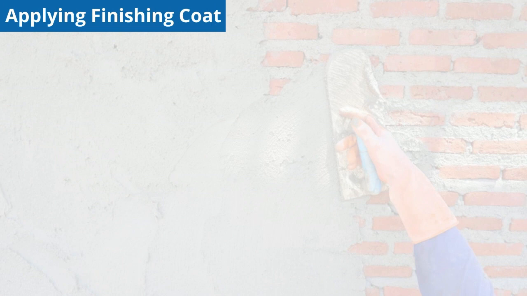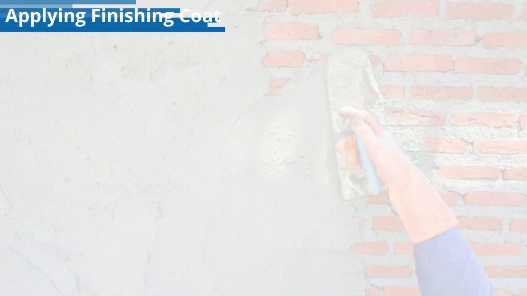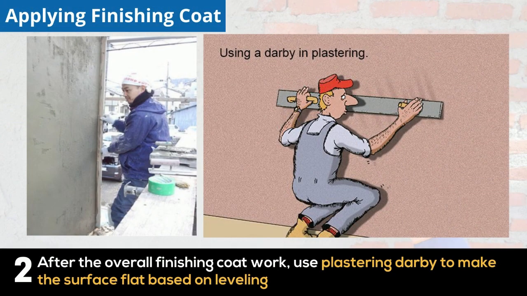Applying finishing coat. Apply the finishing coat with wooden floats to a true even surface, and using a steel trowel, give it a finishing touch. After the overall finishing coat work, use a plastering derby to make the surface flat based on leveling.